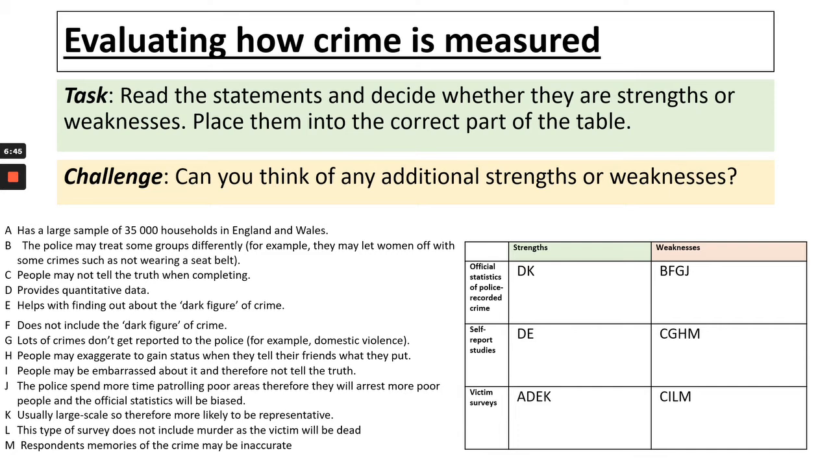Okay, so here are all the answers. Just double check that you've got them correctly and maybe discuss the ones that you got incorrect. I've put D for 3 of them, so provides quantitative data, because all of these surveys provide some sort of quantitative data. So quantitative, remember, means numerical data, so you can draw percentages and numbers from them.